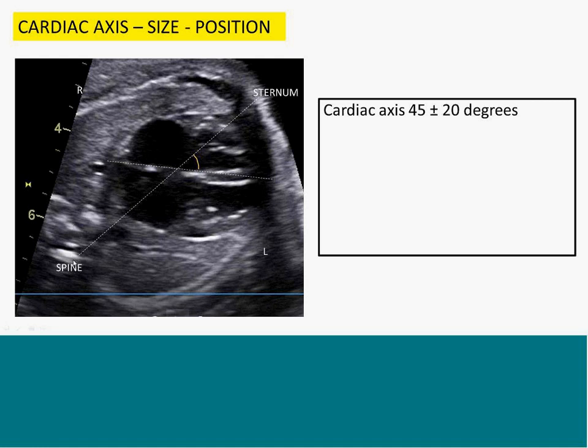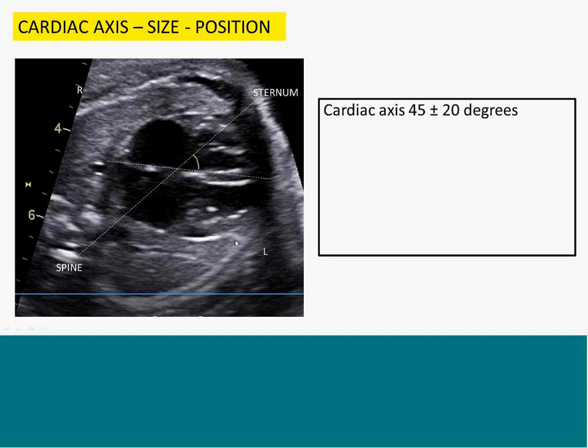One line is drawn across the anteroposterior of the chest, that is from the sternum to the spine, and the other line is drawn across the septum, that is the atrial septum and interventricular septum. The angle which is formed between these two lines is called the cardiac axis. The cardiac axis is around 45 degrees plus or minus 20 degrees.